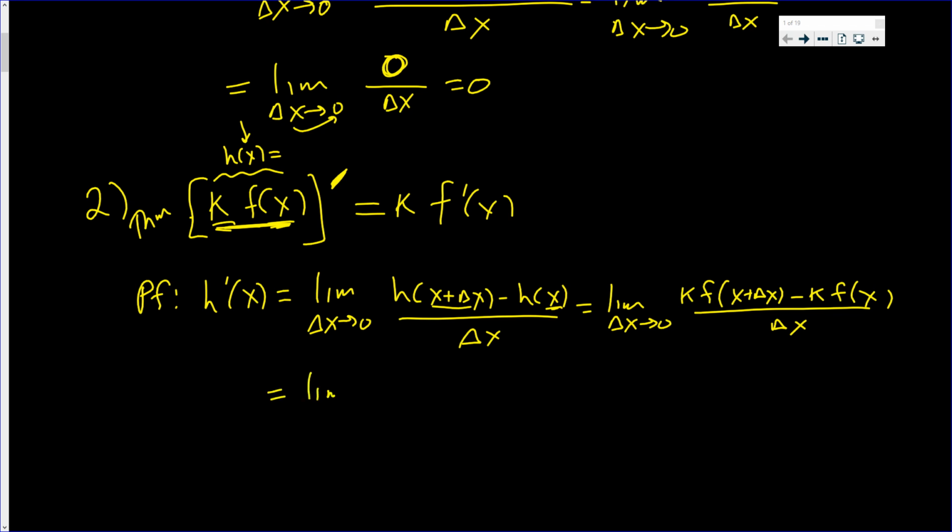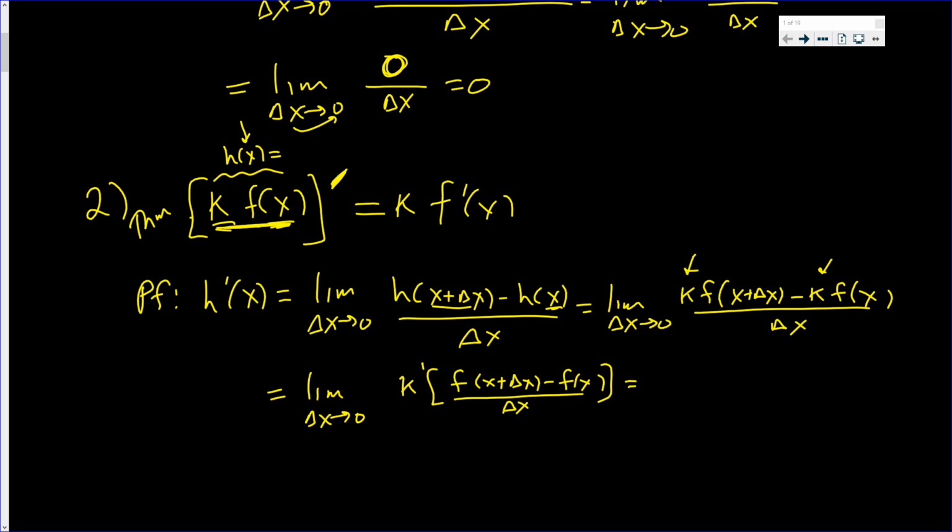This is equal to the limit as delta x goes to 0. I can factor out the k. I get k times f of x plus delta x minus f of x, all over delta x. I'll just divide that by delta x.